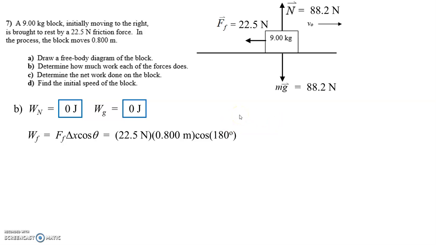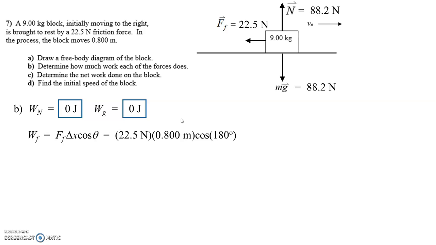Now, here's where some students might get a little confused and say, well, wait a second. It's moving to the right and friction points to the left. Should I put in a negative 22.5? No. Notice I haven't even assigned a positive direction here because we're dealing with work and energy and everything's scalar, so we don't have to assign a positive. Plus, since everything is scalar, when you put the numbers into the equation for work, you're only putting in the magnitudes. In this case, the magnitude of the force, the magnitude of the displacement.